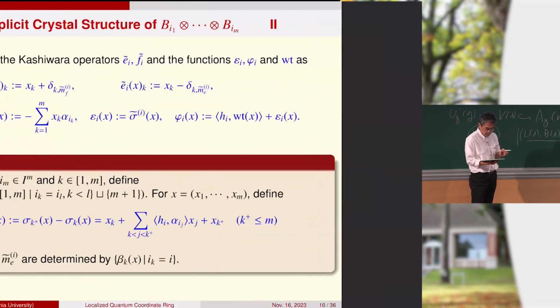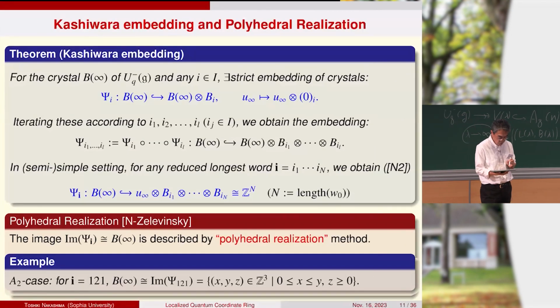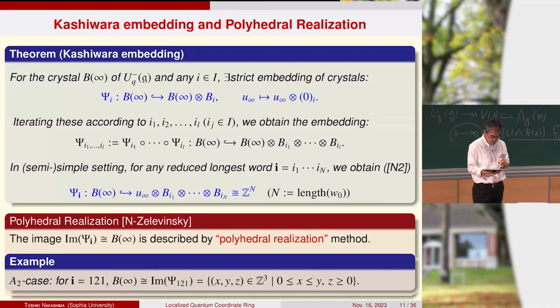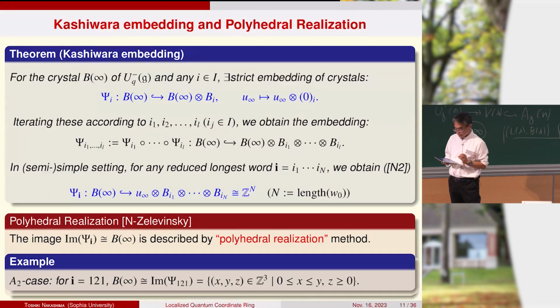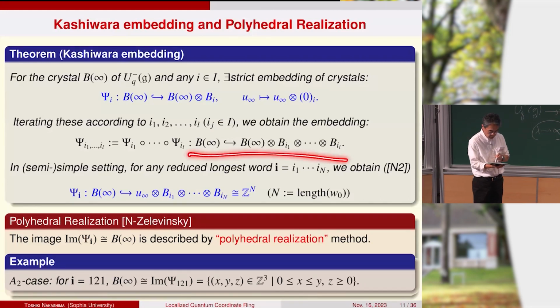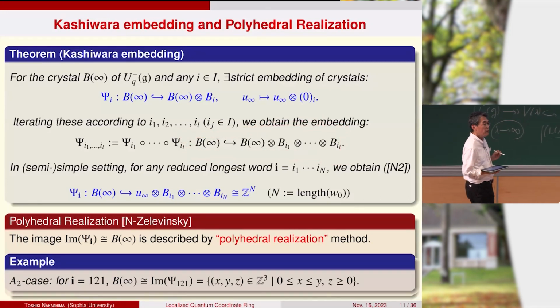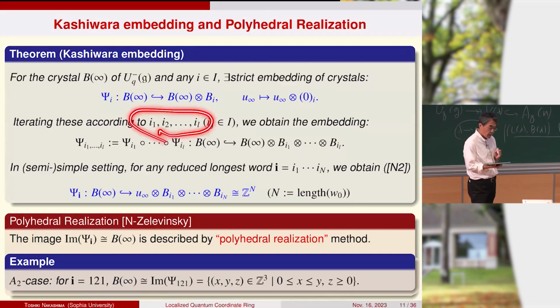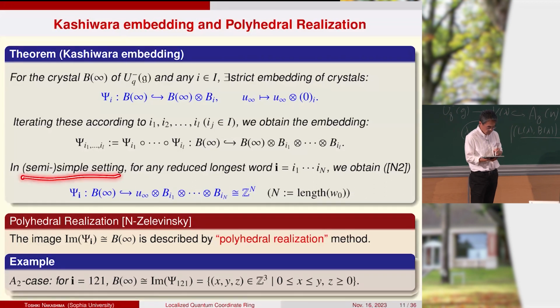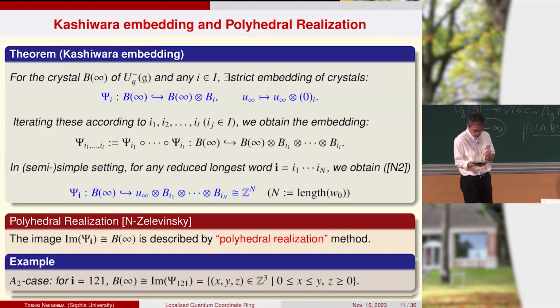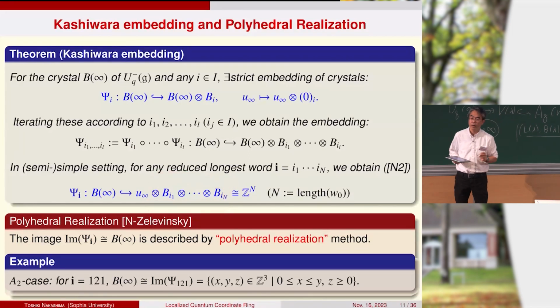The application of these crystals is as follows: the Kashiwara embedding and the pre-homogeneous realization. We have an embedding of B of infinity to here. Then we can iterate this according to some sequence of indices, and then we have the following embedding. If we take this sequence as the longest element of the Weyl group, in the simple or semi-simple case, then this embedding stops here. This number is just the length of the longest element of the Weyl group.